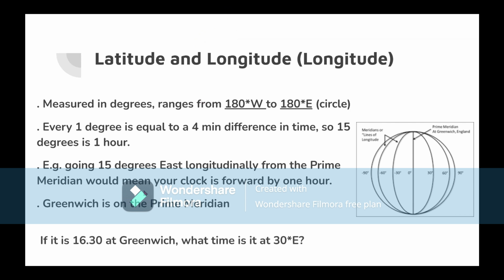If it's 4:30 or 16:30 at Greenwich, what time is it at 30 degrees east? So 30 degrees east is here, just so you can see that. What time would it be there? If you had a little think about that, you'd find that the answer would be 18:30. Because if it's 30 degrees and 1 degree is 4 minutes, 30 times 4 is 120 minutes. 120 minutes is 2 hours, which means you add 2 hours because it's 2 hours ahead. So 16 plus 2 hours is 18:30.